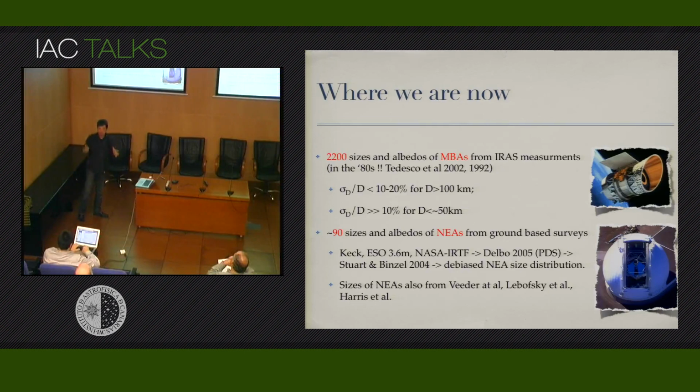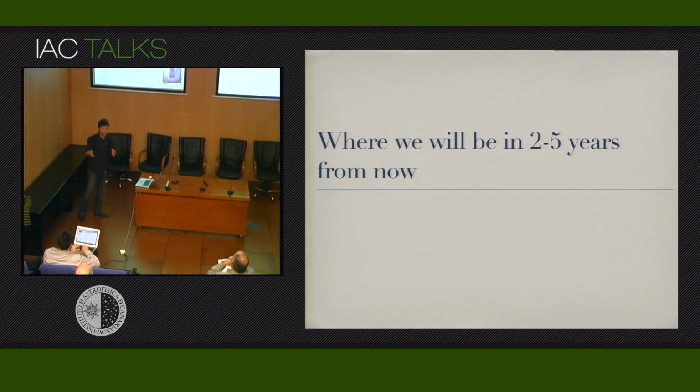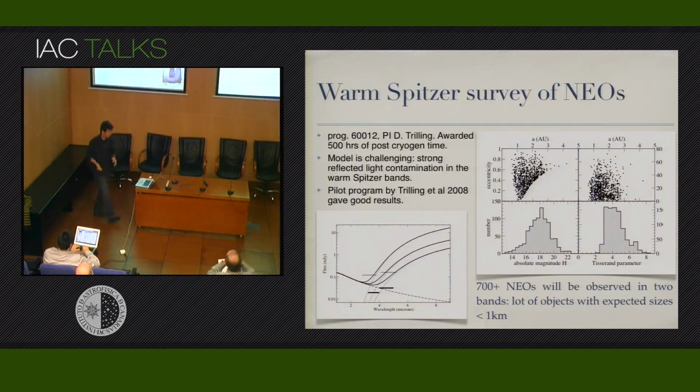I don't think this is a good idea, because very soon there are surveys. For example, in the case of near-Earth objects, there is a survey by PI Dave Trilling that was awarded about 500 hours of warm Spitzer time, after the cryogen part of the mission, to get thermal infrared measurements of about 700 NEAs. So it's not a good idea to just use CanariCam to derive sizes and albedos of this kind of bodies.